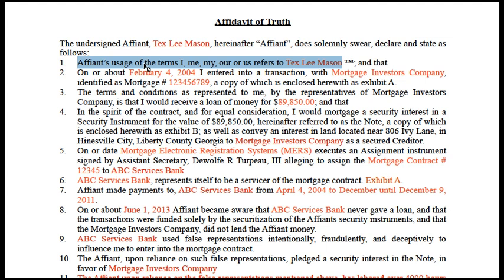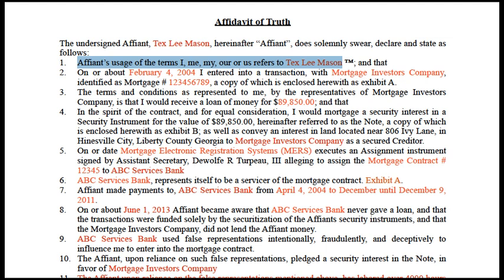So anything that I do in commerce has to be done through some type of vessel, which is basically a trust, which is not a living man. So now that I have to write an affidavit and swear under penalty of perjury, I'm letting them know that affiant's usages of the terms I, me, my, or us refers to Tex Lee Masson trademark, trust, estate, or whatever.